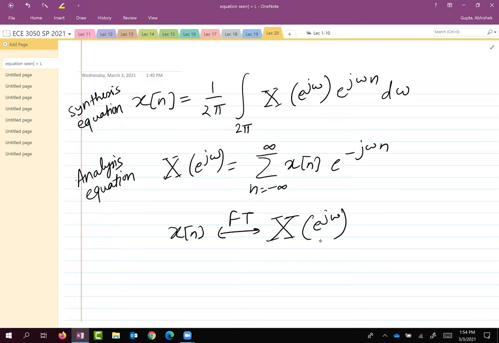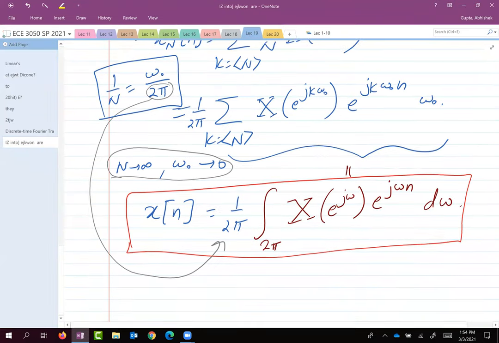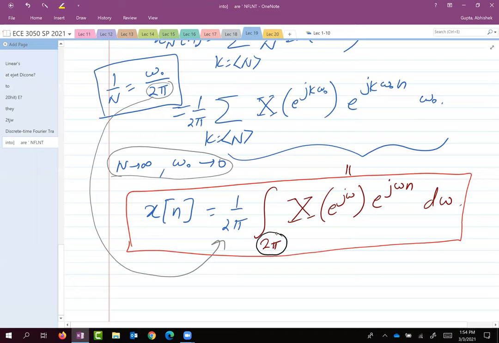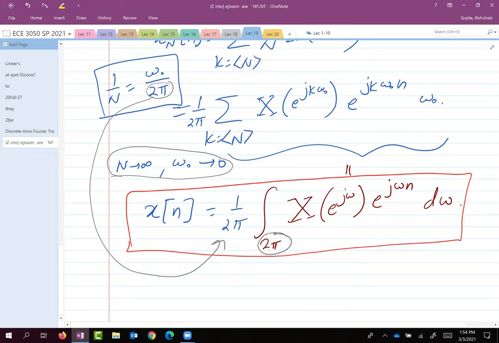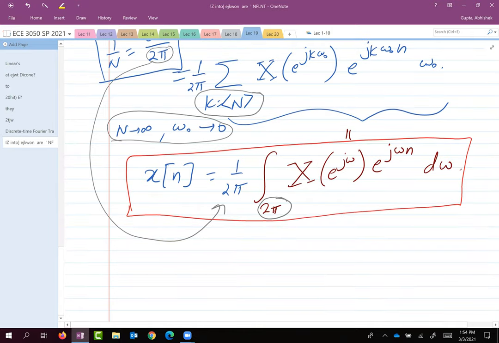One thing we did not discuss in the previous lecture, so let me go back to it, is where this 2 pi comes from. Why are we integrating only over an interval of 2 pi and not over the entire real line? Well, the reason is, if you go back to this summation, k is between 0 and capital N minus 1. So I can take this equality as 1 over 2 pi times the summation with k going from 0 to N minus 1.